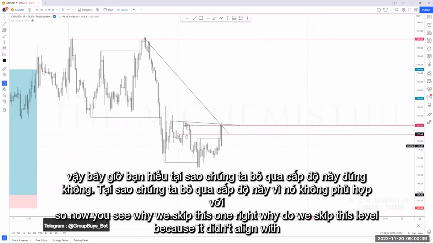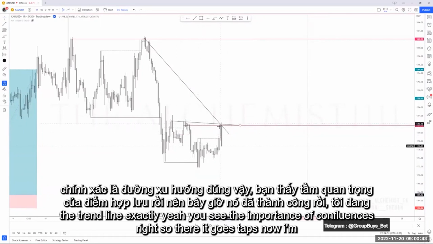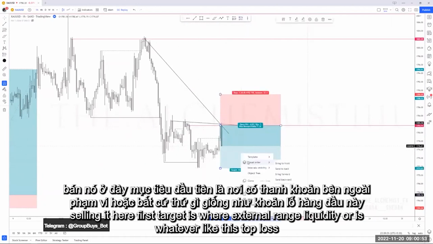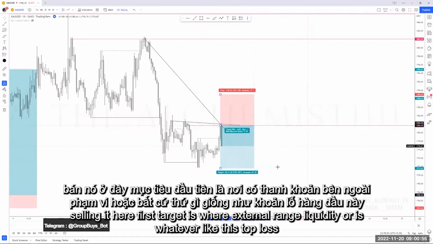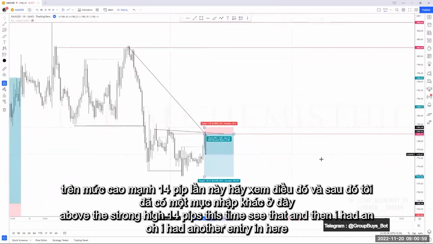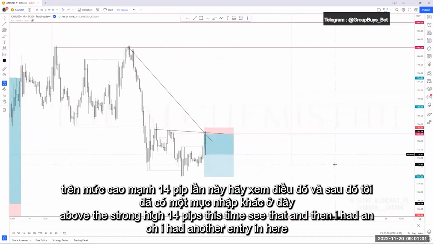So now you see why we skip this one, right? Why do we skip this level? Because it didn't align with the trend line. Exactly. You see the importance of confluences, right? So there it goes. Taps. Now I'm selling it here. First target is external range liquidity. Stop loss above the strong high. 14 pips this time. See that?